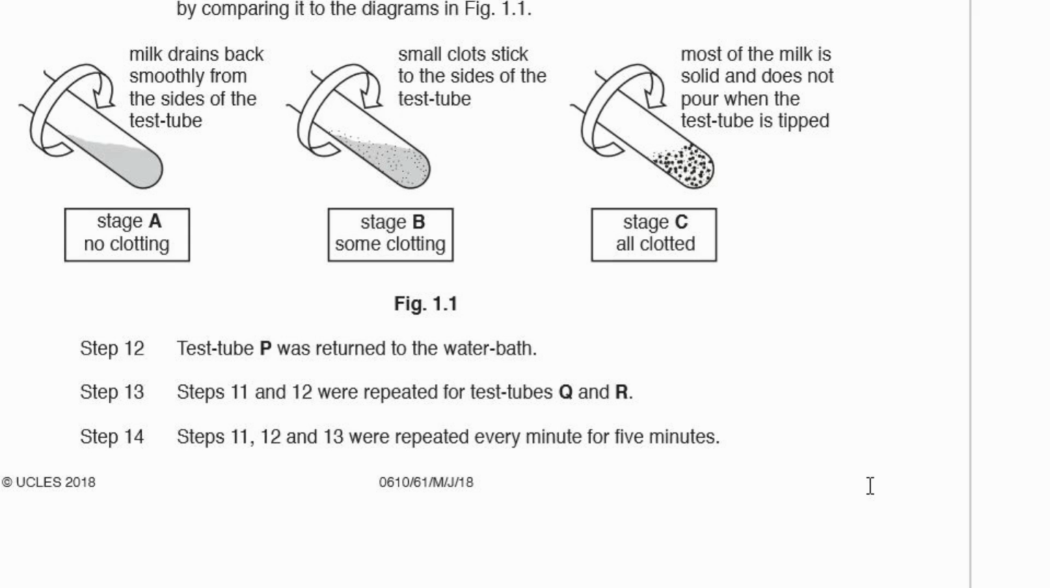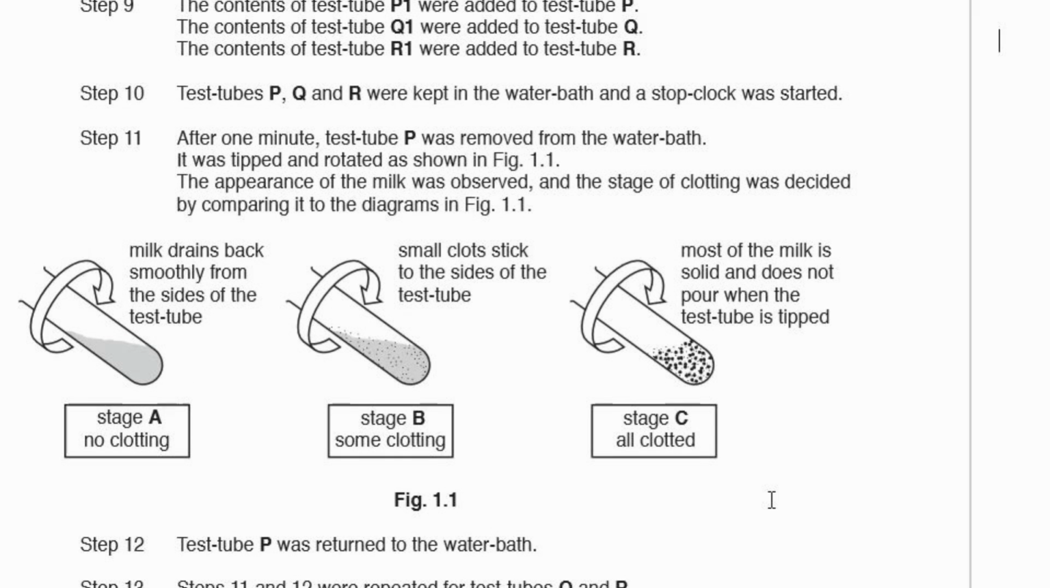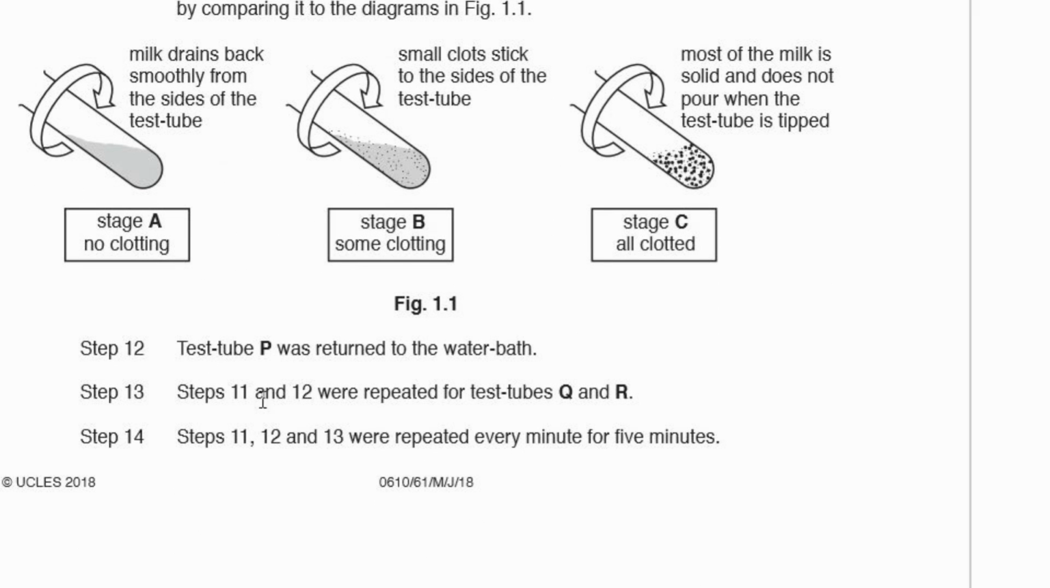Then step 12, test tube P was returned to the water bath. 13, steps 11 and 12 were repeated for test tubes Q and R. So just as a refresher, after 1 minute, test tubes Q and R were removed from the water bath. It was tipped and rotated as shown in figure 1.1, and the appearance of milk was observed. And the stage of clotting was decided, and then it was returned to the water bath. So basically, steps 11, 12, and 13 were repeated every minute for 5 minutes.